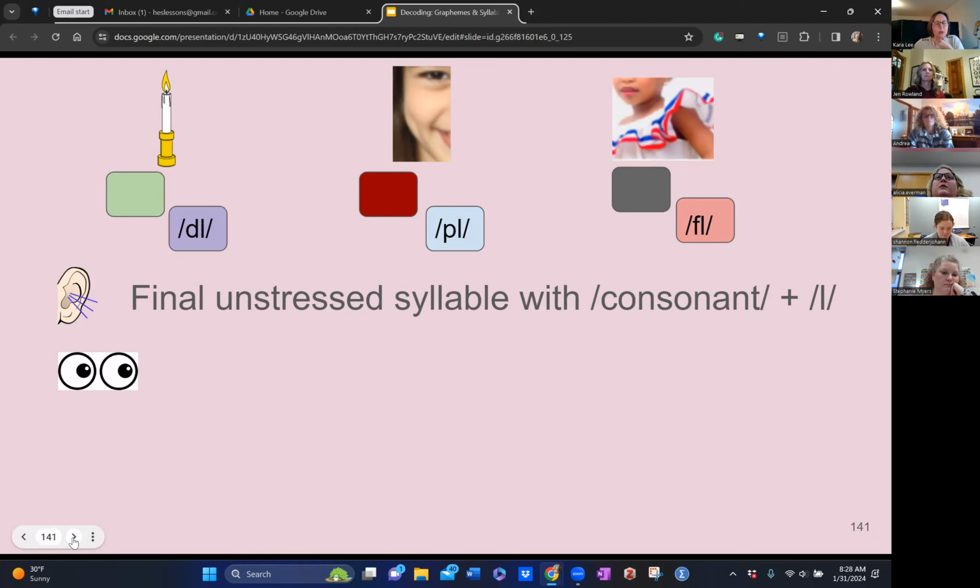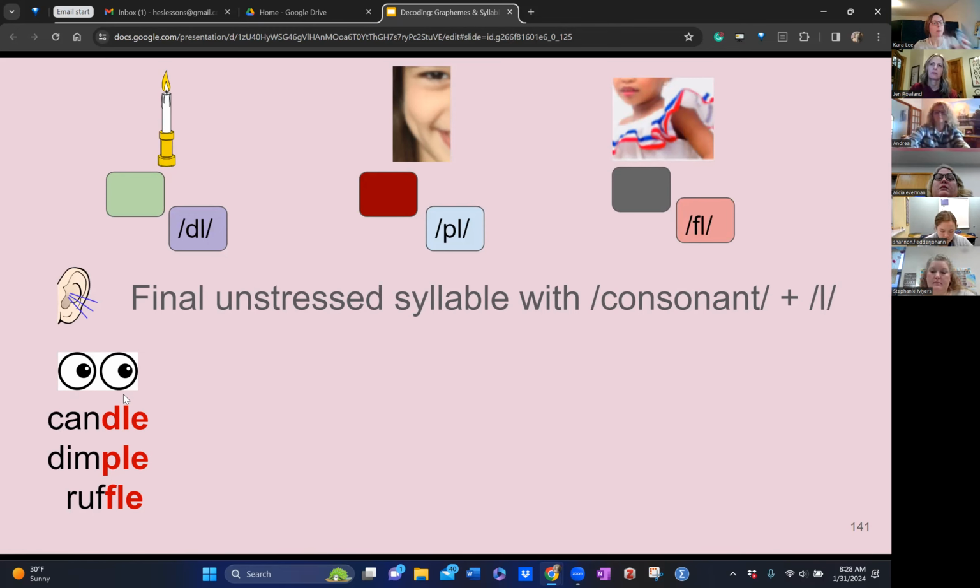Okay. So what are we going to see? Here, now look, now we're into a visual, right? Everything that we did up until this point was auditory. And now look, here's our visual. What do we notice about how we spell these words? What do we see in these words? Type it in the chat. In other words, your turn.